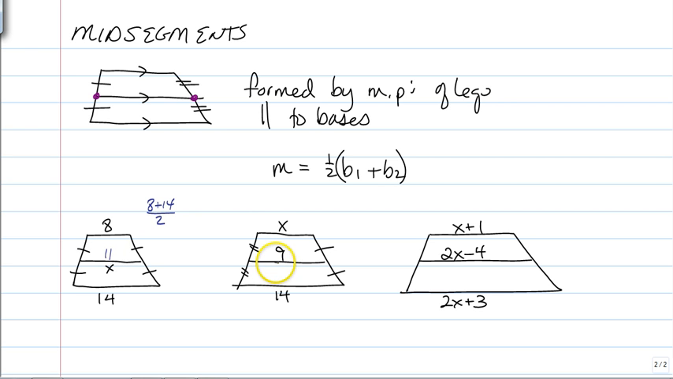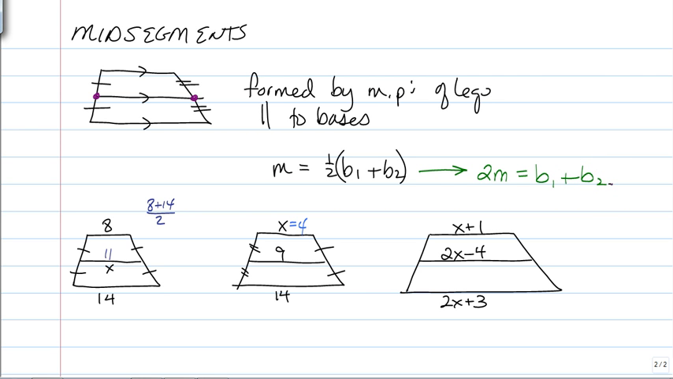So in this one, you need to think about this. This is half of the sum. So half of what number gave you 9? That would be 18. So what does x have to be to give the bases a sum of 18? And that would be 4. Now, algebraically, what you would want to do is you could use this formula, but the better way to do it when you don't have it would just be 2 times the mid-segment is equal to B1 plus B2.